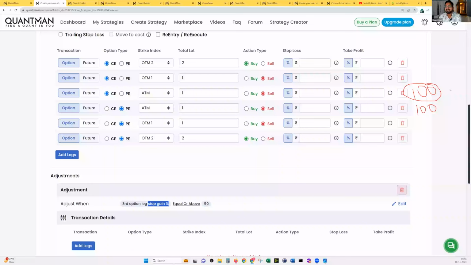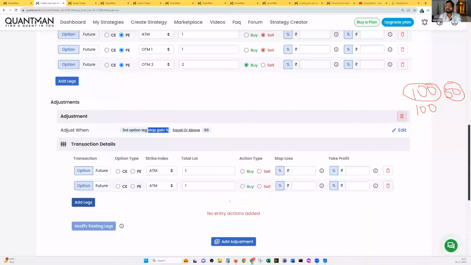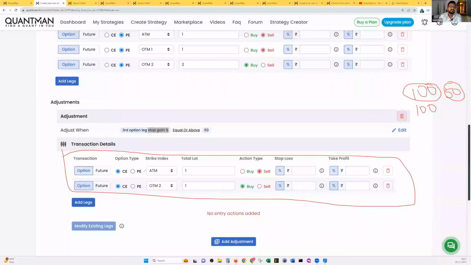Okay. So if this premium comes to 15, I'm going to add two more legs. One is call, the other one is also call. But I'm going to sell one leg and buy one leg. ATM, I'm going to sell it, and OTM 2, I'm going to buy it. What is this strategy? I'm selling ATM and buying OTM 2. It's a call spread. Exactly. I don't want stop loss over here because this is also a defined strategy.